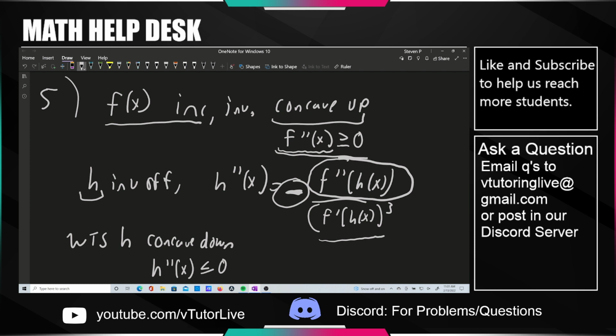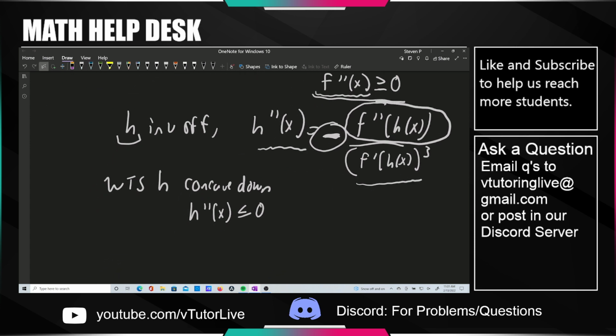So just from that, you want to draw an overall conclusion about the sign of h double prime of x. So just think that through and see if you can show that h is concave down. And of course, being less than or equal to 0 means that the sign is either negative or 0.